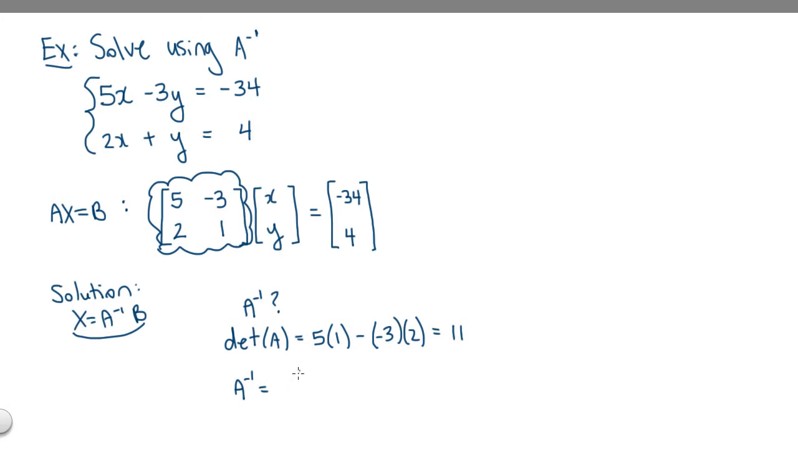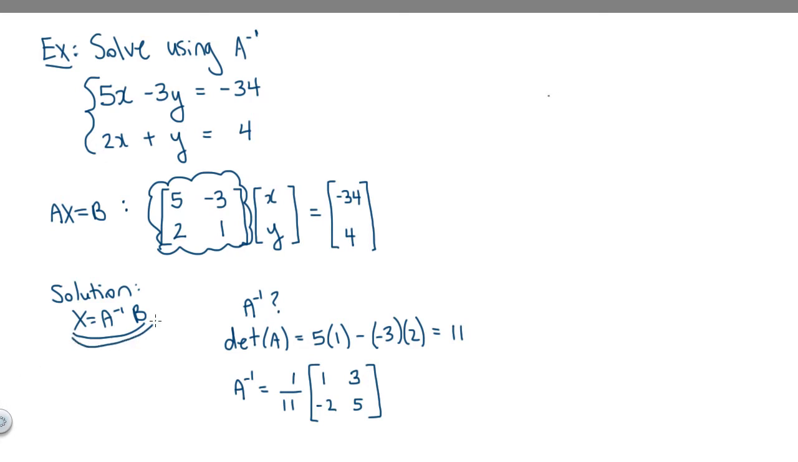And if we think back to our formula, we have to go 1 over the determinant of our matrix times the following matrix. So the entries on the main diagonal are going to swap position. The A and the D swap position, and the off-diagonal entries are going to change sign. So the negative 3 will become a 3, the 2 will become a negative 2. So there's A inverse.